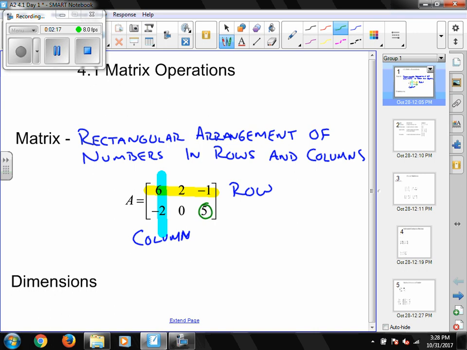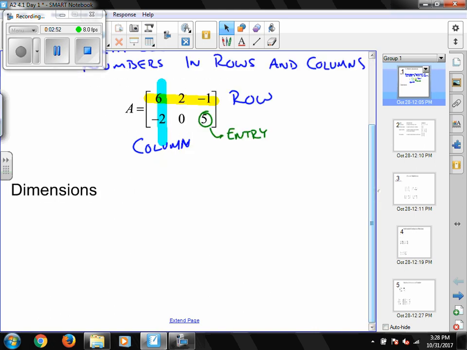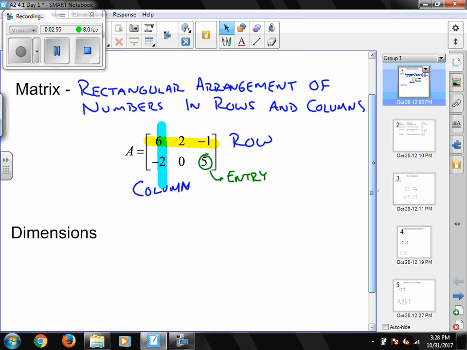I'm going to pick this 5, but any number within the matrix is called an entry. So the 6, the 2, the -1, the -2, the 0, and this 5 are all entries. I'm just picking one, and it's kind of away from everything else that we've talked about. So that's why I picked that one as an entry. But if I talk about a specific entry, any number within your matrix is an entry.